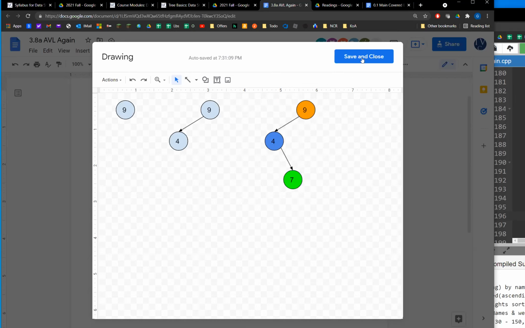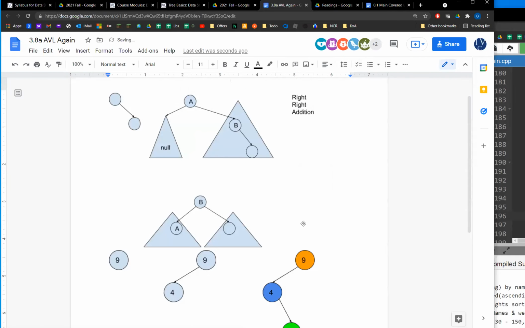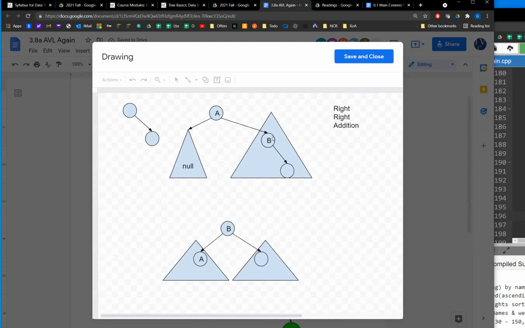I see there's a question. Why was B the root? B was the root because B was beta. We took the beta node up, rotated it up the tree. Its parent slides down. That pulls weight from the right side and then shifts it over to the left side.